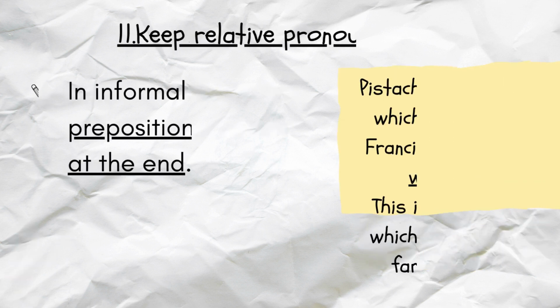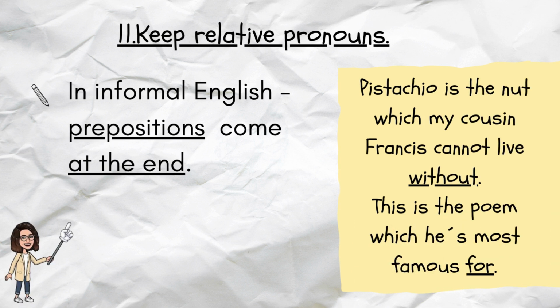Prepositions in relative clauses. 11. In informal English, prepositions usually come at the end of a relative clause. Pistachio is the nut which my cousin Francis cannot live without. This is the poem which he is most famous for.